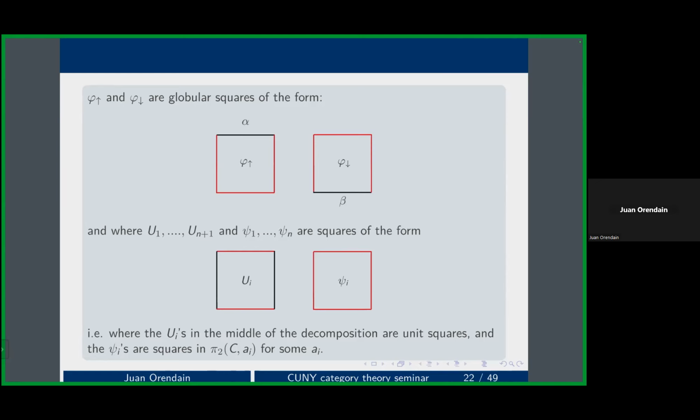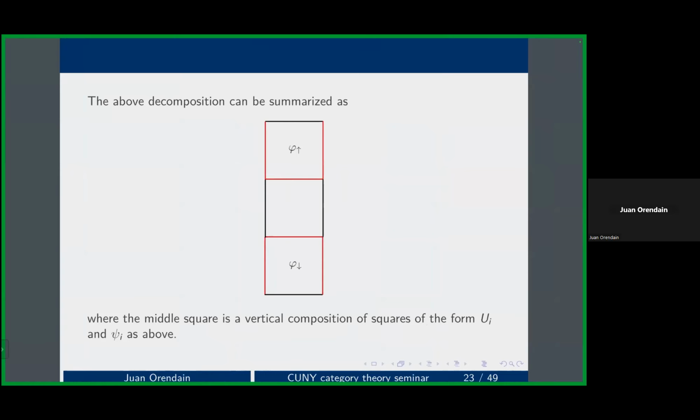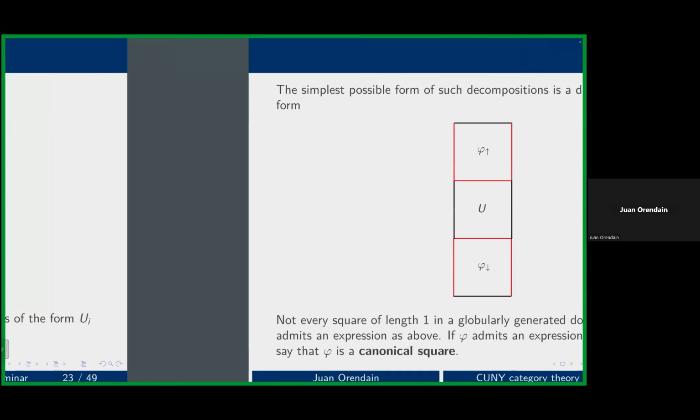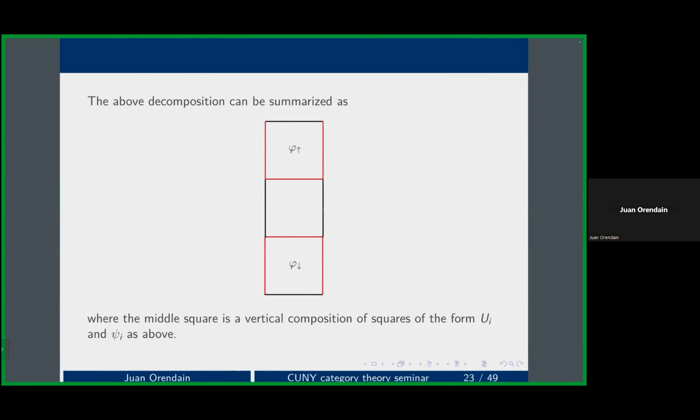So you can think of this as the sandwich. You would have a top bond, phi top upwards arrow, a bottom bond, and then some sort of meat in the middle where you have a vertical composition of UIs and CIs, where the UIs are horizontal identities and the CIs are red boundary squares. So yeah, you have top square, bottom square, and in the middle, a vertical composition of UIs and CIs. Yeah, so every square of length 1 can be described like this.